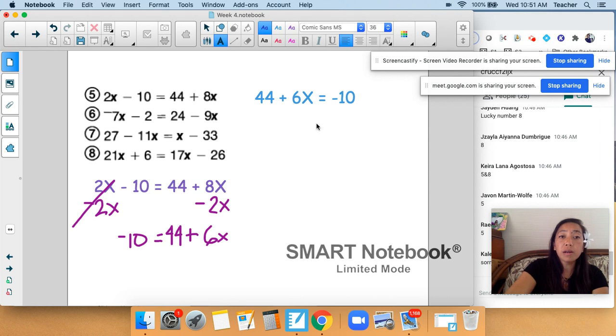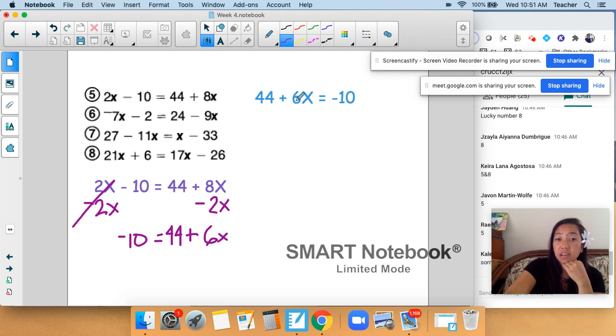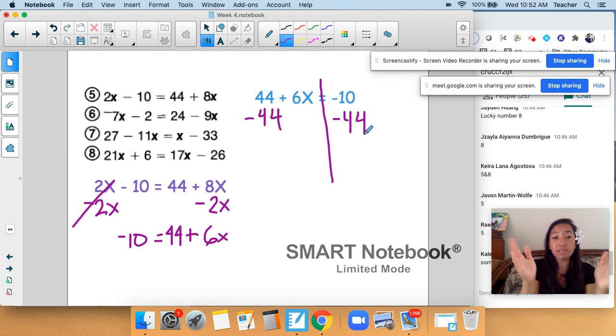And then from here, I want to leave the x on this side. So I'm going to get rid of this 44. I would do that by minusing 44. And because it's an equation, anything I do on the left of the equal sign, I want to also do on the right side so that I keep it equal, because we want it to stay balanced. We want it to stay equal. 44 minus 44 is gone.